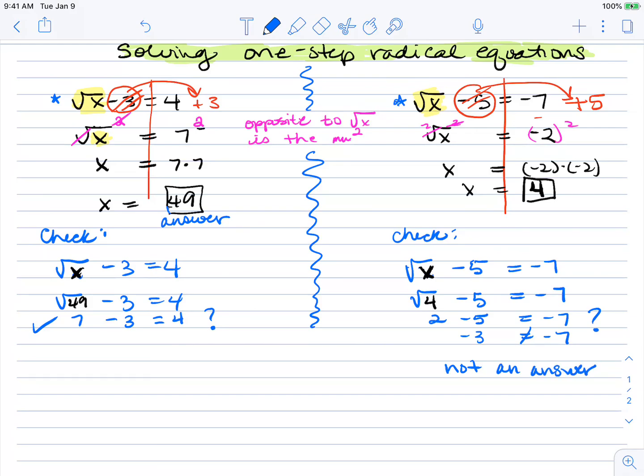So when I have this, I'm going to say that there's no real solution to this problem. Okay, so nope.